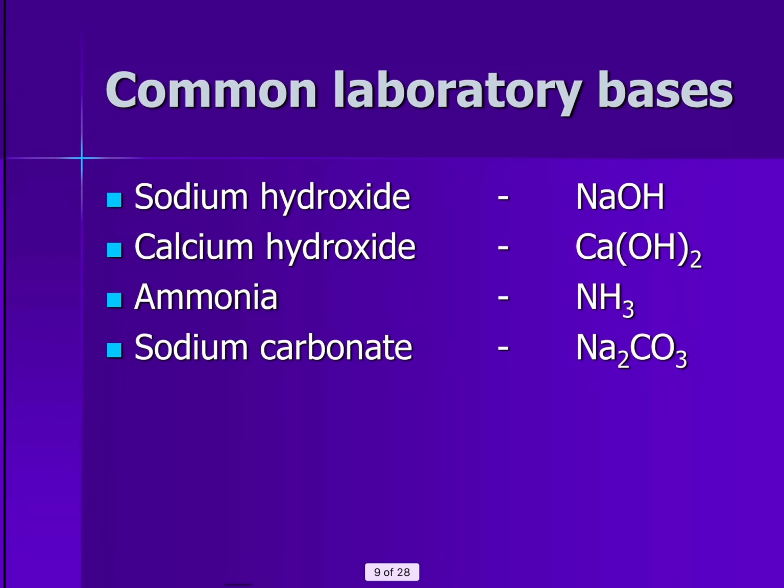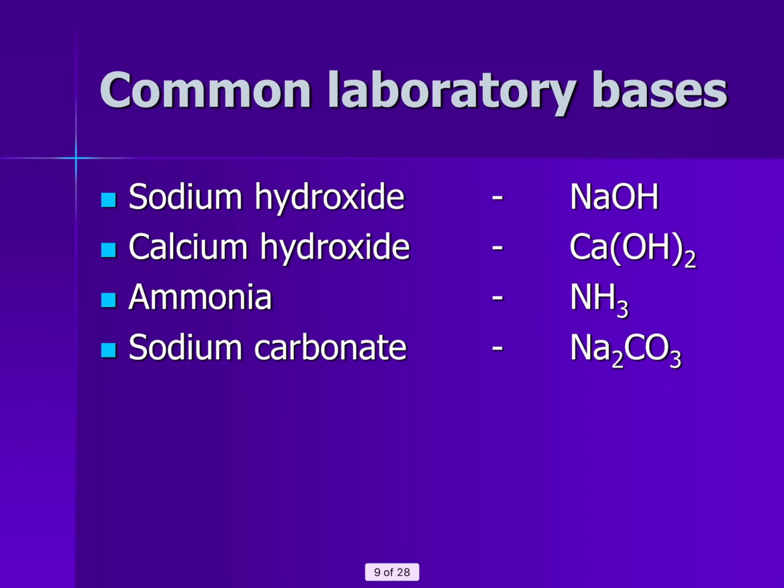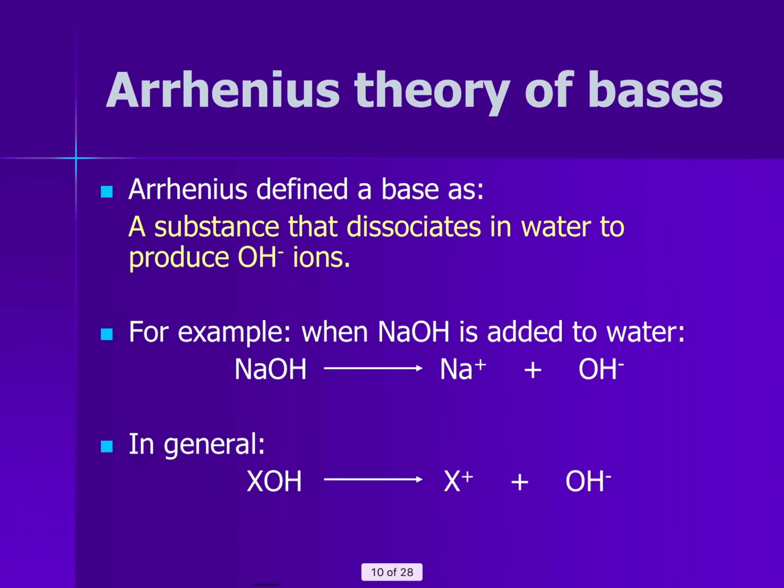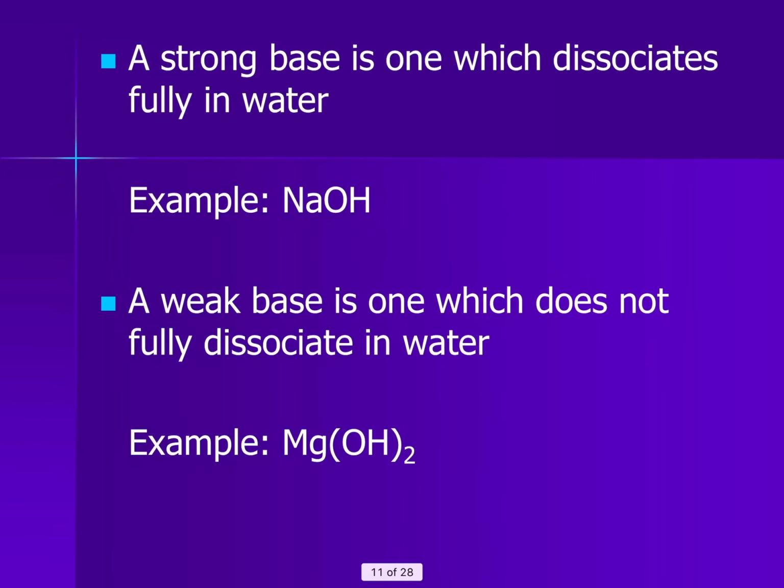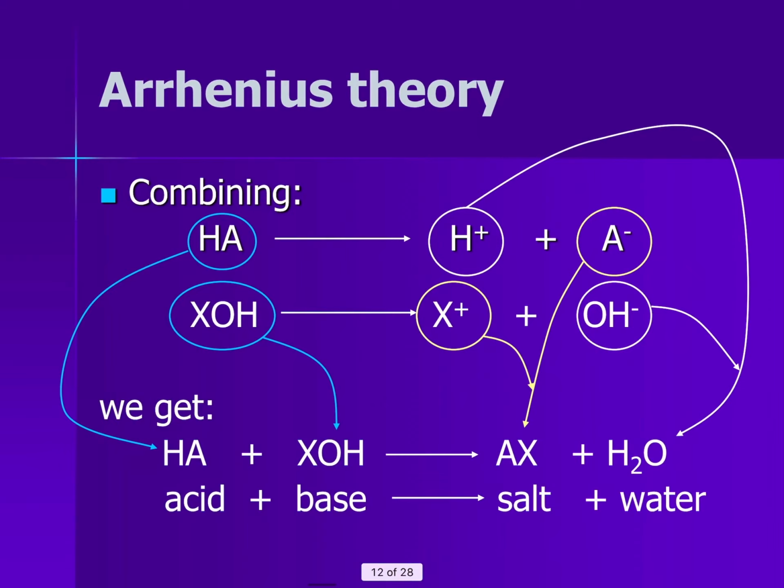Common examples of bases, household examples of bases, and there are common laboratory bases, okay? Now, Arrhenius' theory of a base or definition of a base is a substance that associates, again, in water to produce OH- ions, okay? And you can see the 2 equations there. And then again, you have to be able to differentiate between a strong and a weak base. So a strong base is one that fully dissociates. A weak base then does not fully dissociate.